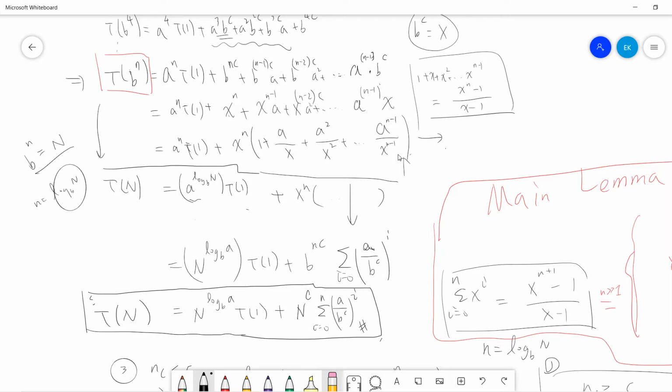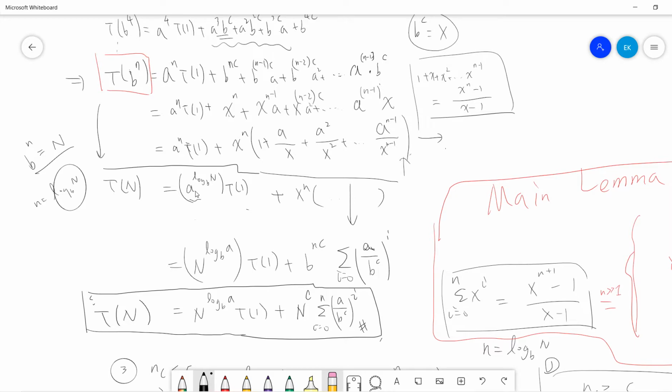Okay, so let's say b to the little n will be large N, so T of N, and this small n is log base b of N, right? So it's a to the log base b of N, T of 1 plus this x and all the sum. Okay, so we use this formula for the sum, just this sum, right?